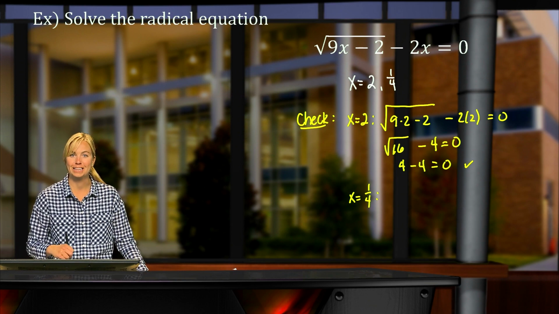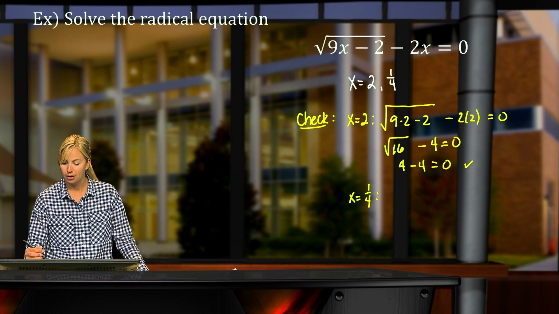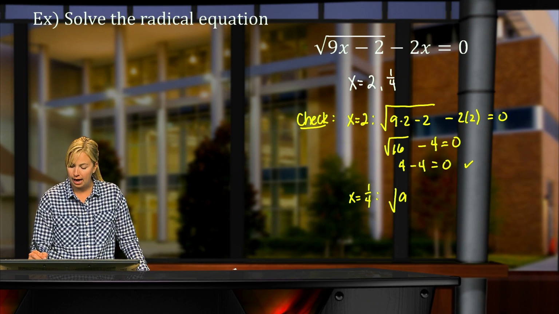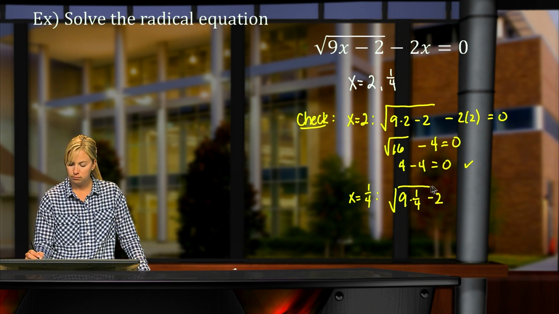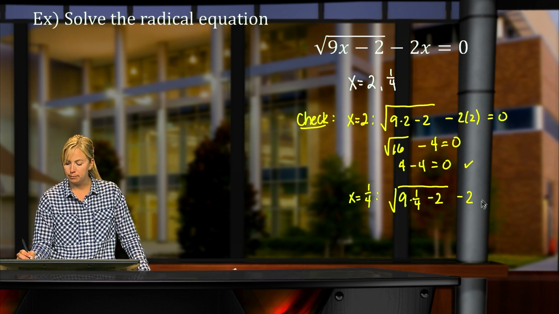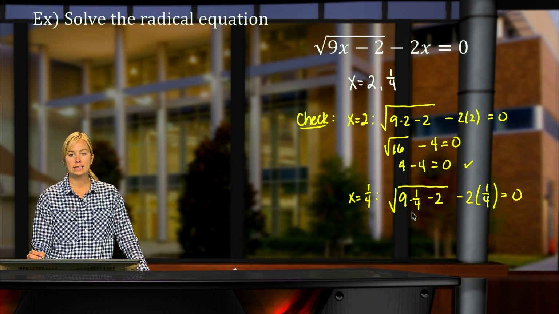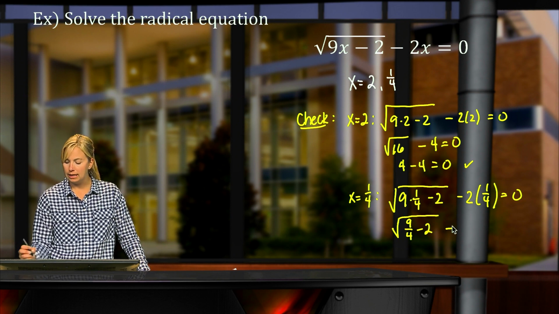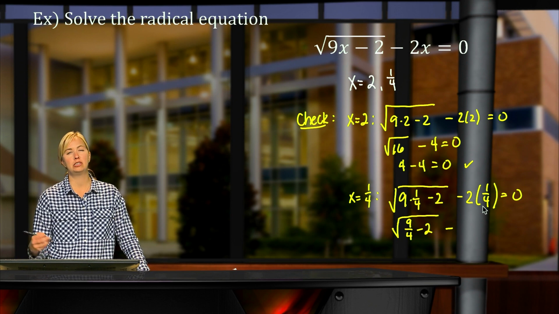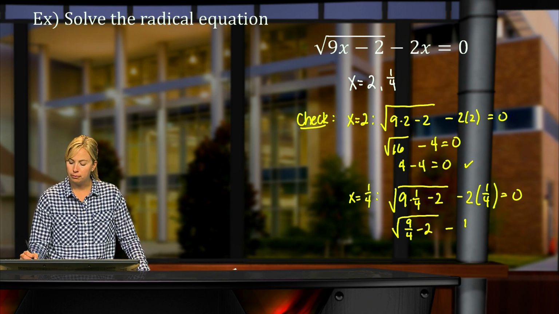I was just verifying that that was the correct solution because I didn't have the work. The square root of 9 times 1/4 minus 2, minus 2 times 1/4 equals 0. 9 times 1/4 is 9/4, minus 2, minus 2 times 1/4 is going to be 2/4, which will simplify to 1/2.